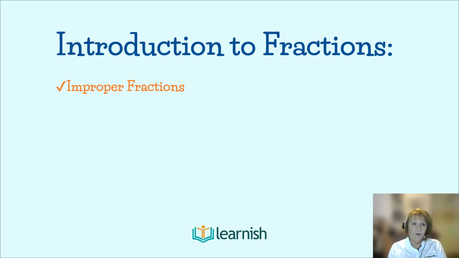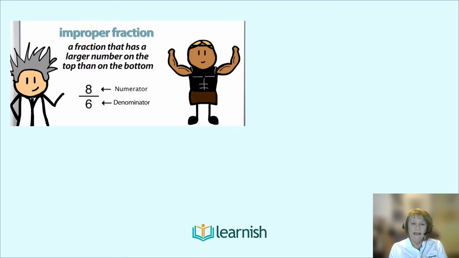And now we're going to talk about improper fractions. An improper fraction is just the opposite of a proper fraction. It has a larger number for the numerator and a smaller number for the denominator. So the larger number is on top, the smaller number is on the bottom. And that's an improper fraction.